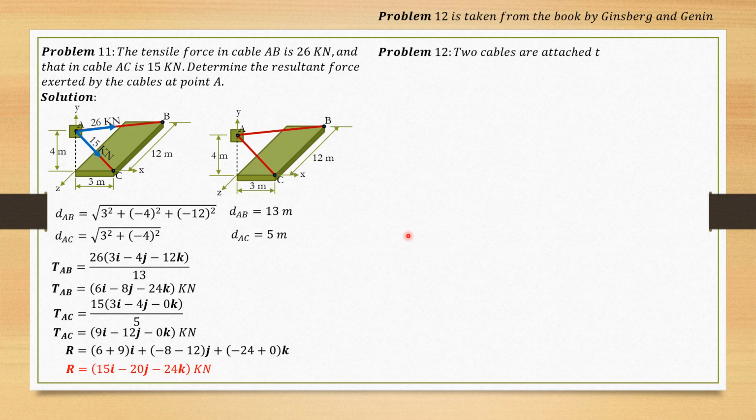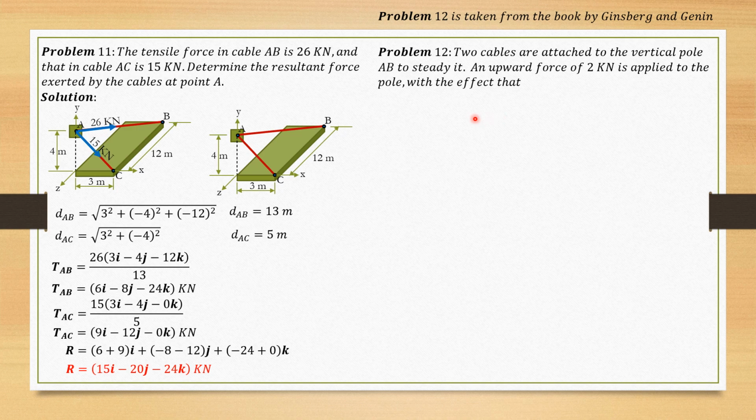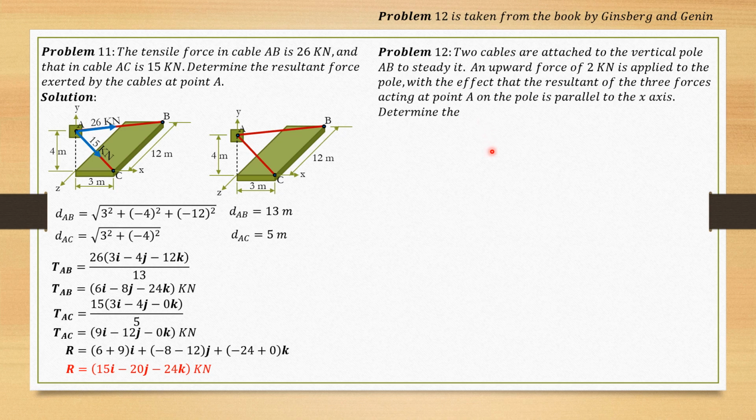And problem 12, two cables are attached to the vertical pole AB to steady it. An upward force of 2 kilonewtons is applied to the pole with the effect that the resultant of the three forces acting at point A on the pole is parallel to the x-axis. So determine the tensions in the two cables and the magnitude of the resultant.